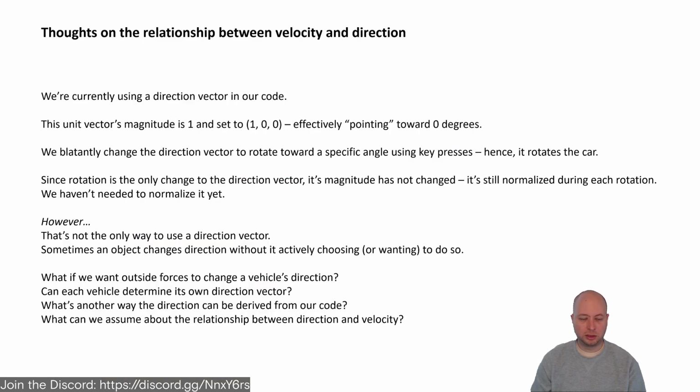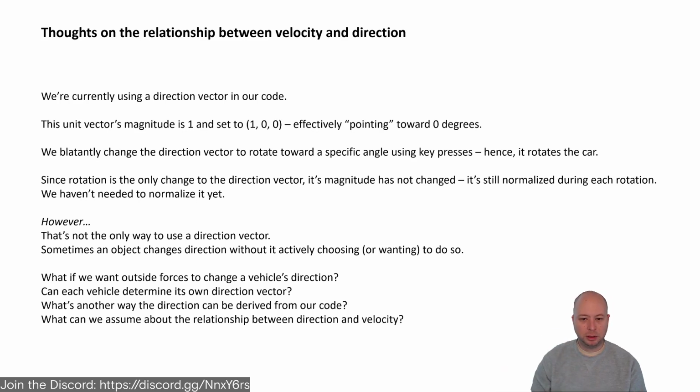So let's talk about the relationship between velocity and direction. We're already using a direction vector in our code. The magnitude is set to 1, and when we have 1, 0, 0, this is effectively pointing towards 0 degrees. We can change the direction blatantly to point to any particular angle using a key press. So we go left, it rotates, go right, it rotates, around the unit circle. So obviously 0 degrees, 90 degrees, and so on.